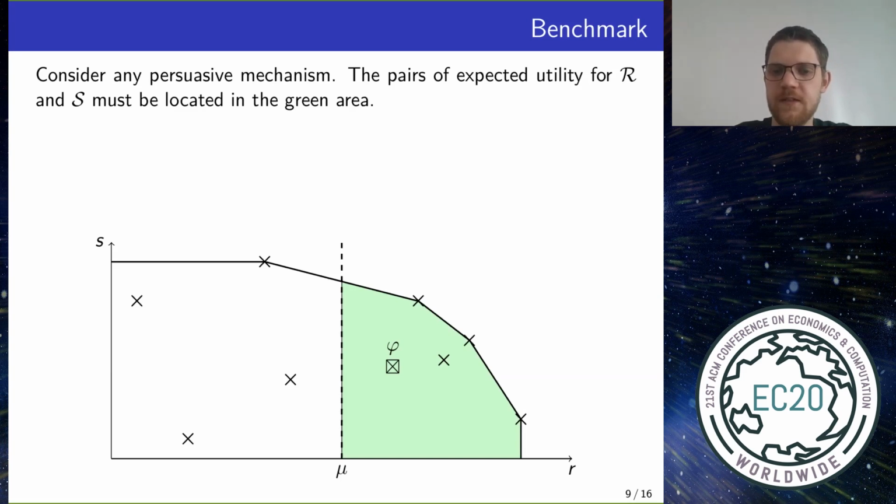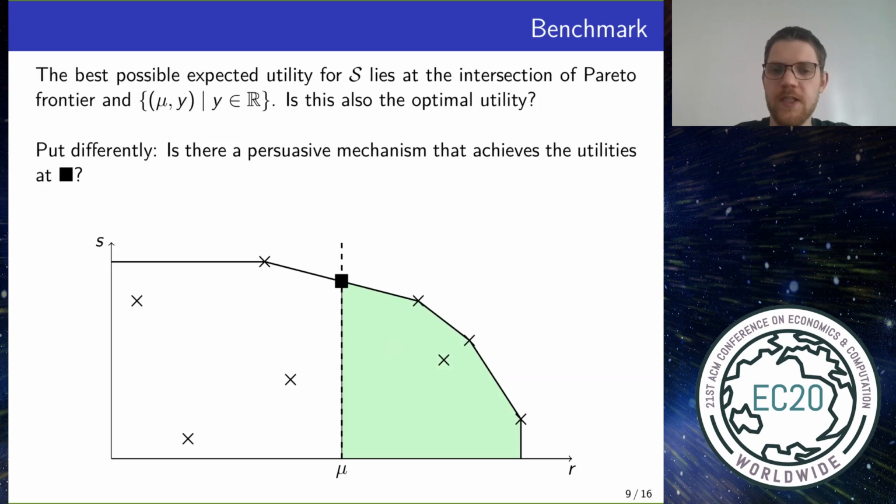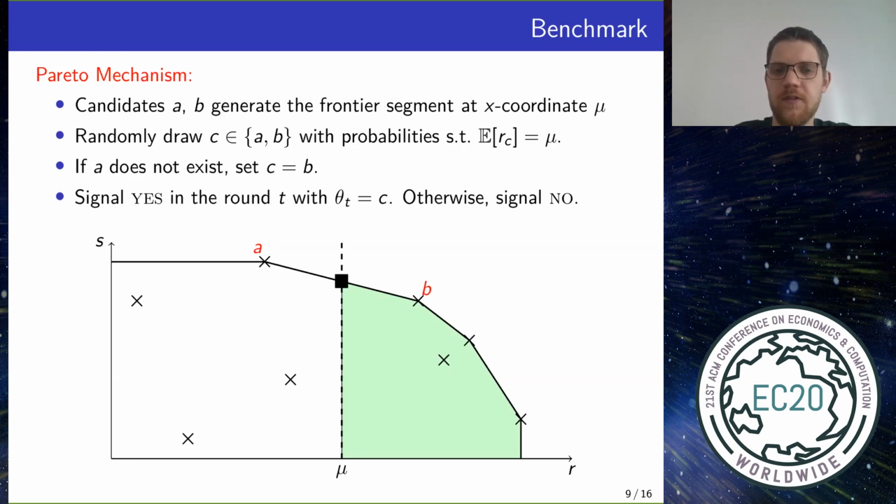Now, the best utility the sender can achieve inside the shaded area is right at the intersection of the line going through mu and the Pareto frontier. The question is then, is this also the optimal achievable utility, or is it not possible to get this for the sender? And our first small result is that yes, this is achievable by the so-called Pareto mechanism.